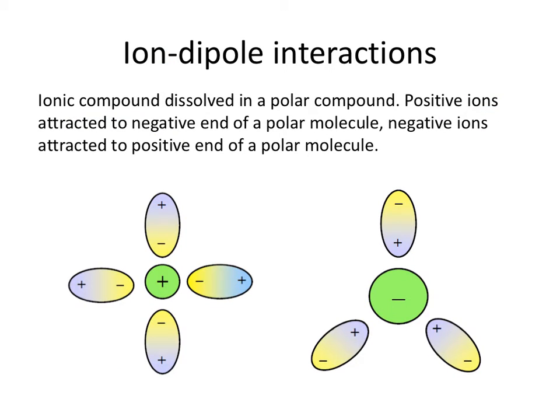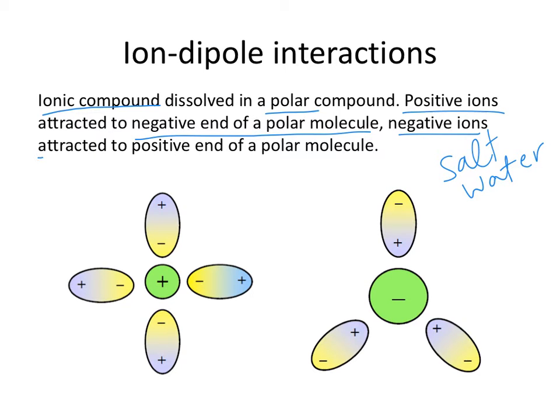So the next type of IMF we have is ion-dipole interactions. This occurs when a soluble ionic compound is dissolved in a polar liquid, such as, for example, salt water. So the ions will have a higher attraction for water than for each other. The positive ions are attracted to the negative end of a polar molecule. The negative ions are attracted to the positive end of a polar molecule. So in this example, we have a positive ion, and notice that it's attracted to the negative ends of these polar molecules, and a negative ion that's attracted to the positive end of these polar molecules.